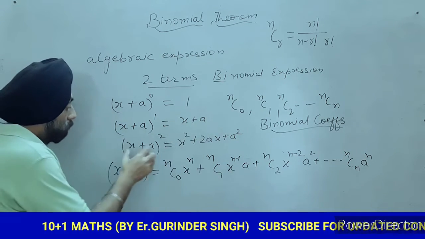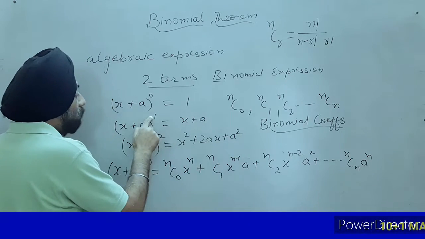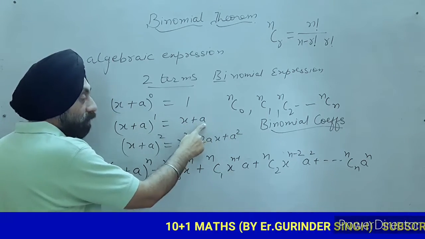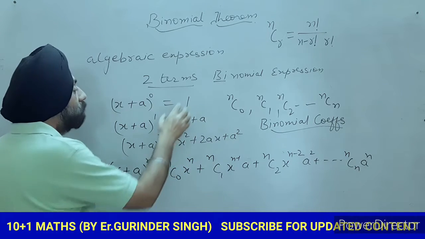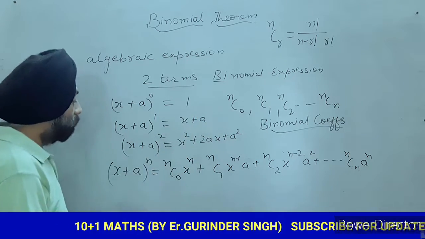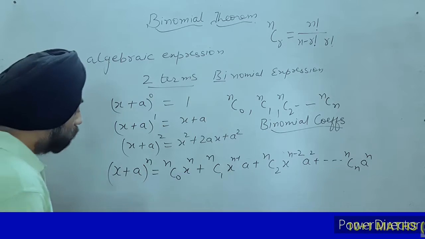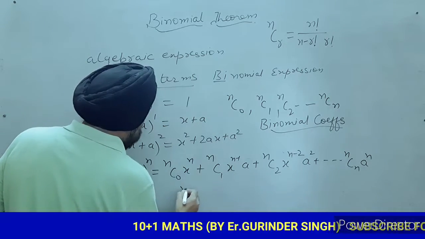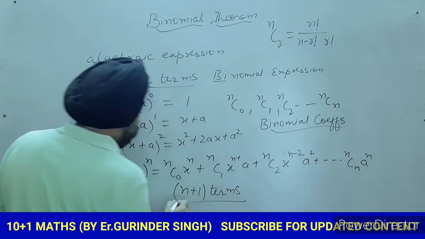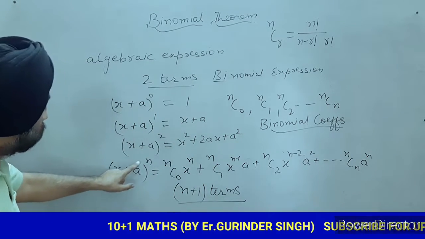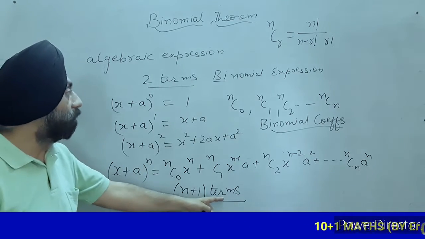Now if the index is 2, how many terms were there? 3. If index was 1, how many terms were there? 2. If index was 0, then we had 1 term. This is a constant polynomial, okay? Then it is a term. Now if the index is n, then we will have how many terms? N plus 1 number of terms, right? In this case the index is n, we have one more, n plus 1 number of terms.